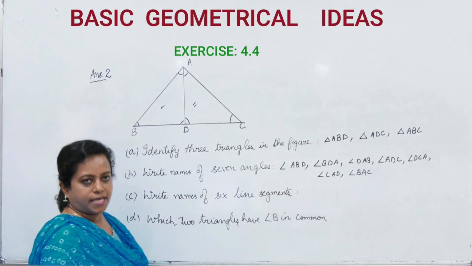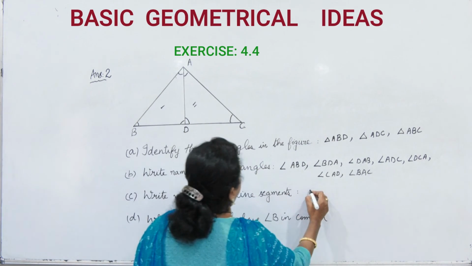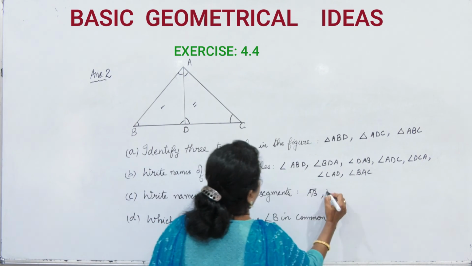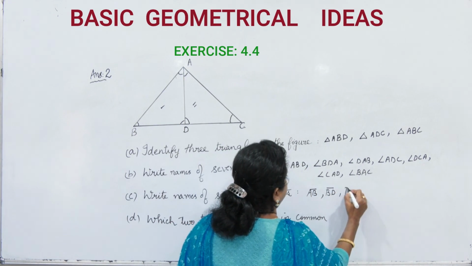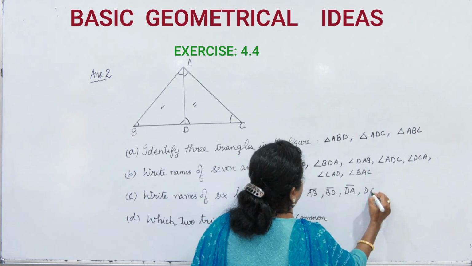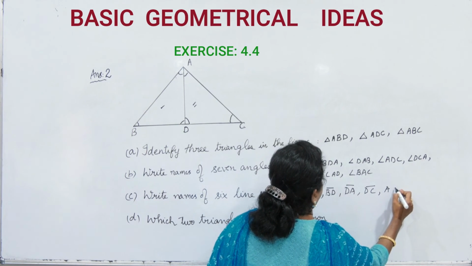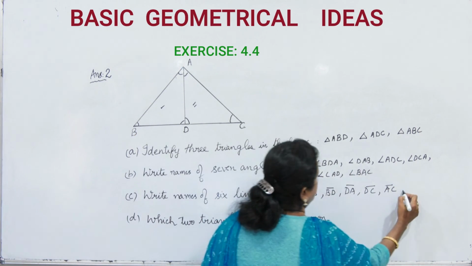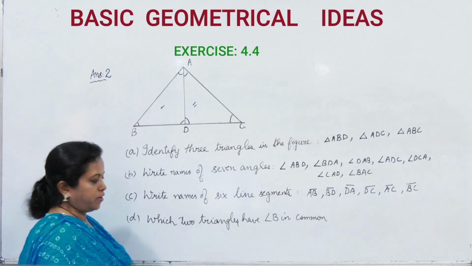Write names of 6 line segments. Okay. So first we'll name in this triangle. They are AB, BD, DA, DC, AC, and the 6th one you can write as BC. So these are the 6 line segments in this figure.